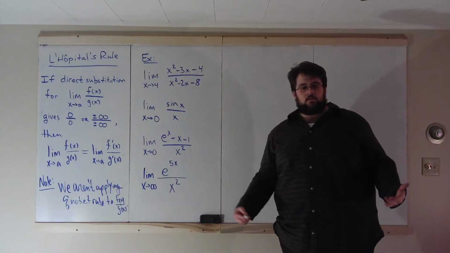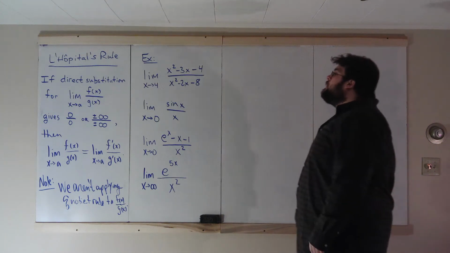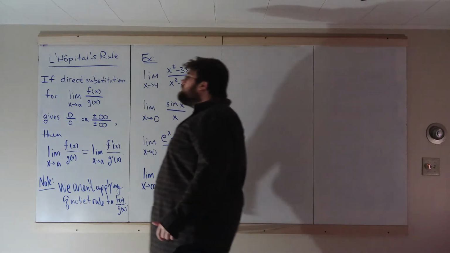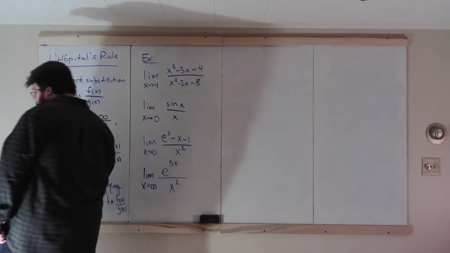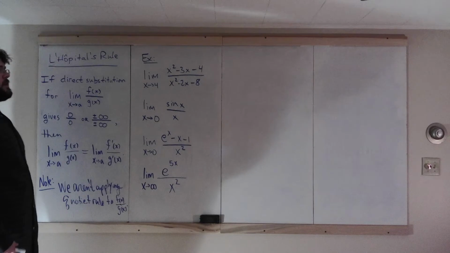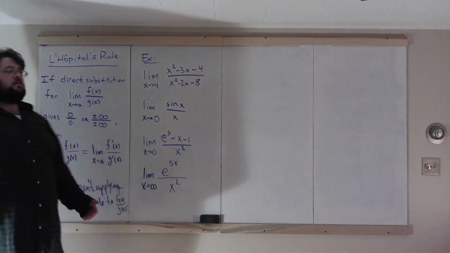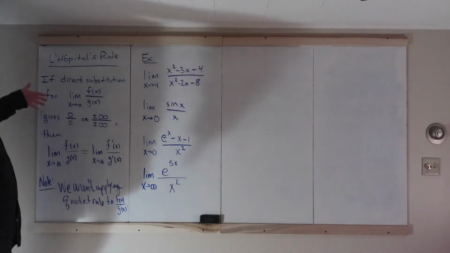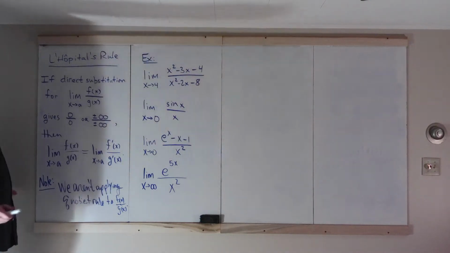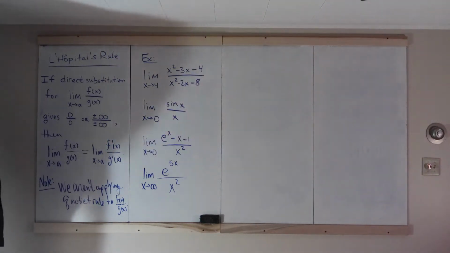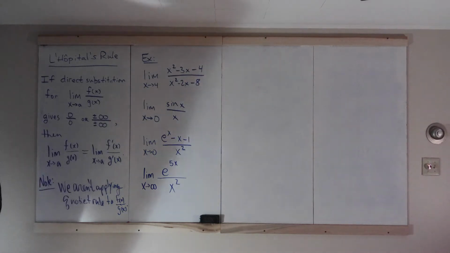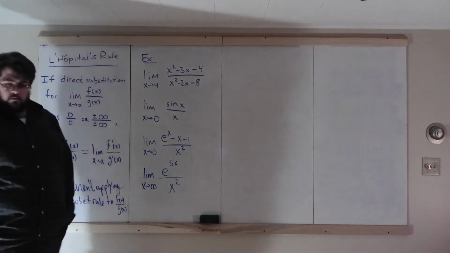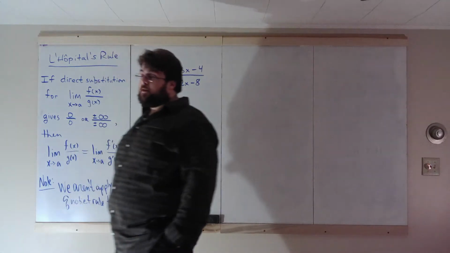Next we're going to cover L'Hopital's rule. L'Hopital was a French mathematician, and he actually did not come up with this rule. I believe it was a mathematician named Cauchy, C-A-U-C-H-Y, who came up with this, but L'Hopital bought it from Cauchy, so it's his.